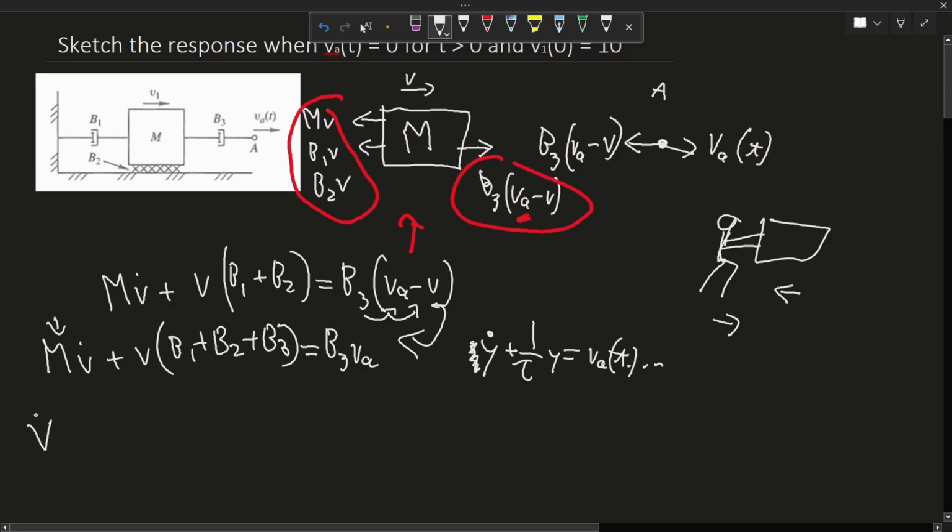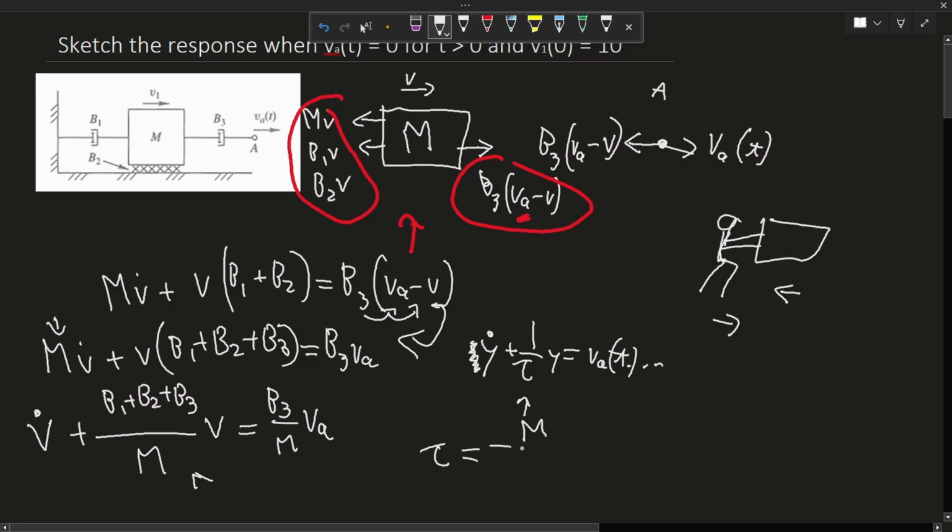So we would get this plus (b1 plus b2 plus b3) divided by m times v equals b3 over m and our input, and that's it. So we basically have our time constant over here. It's just going to be the inverse of that, equals m divided by b1 plus b2 plus b3. All right.